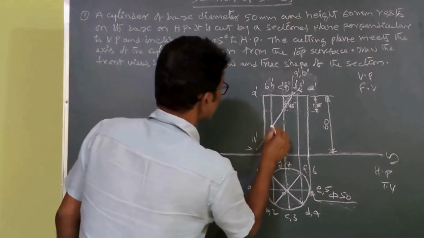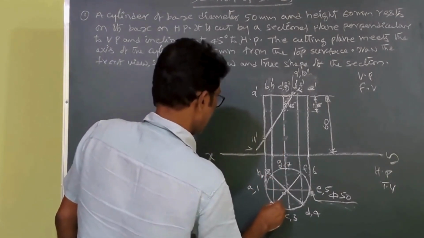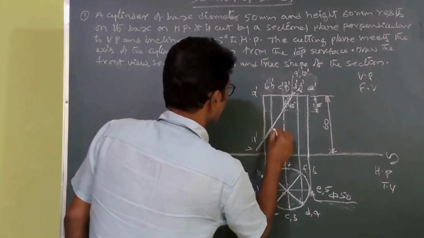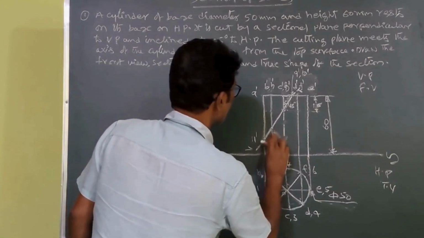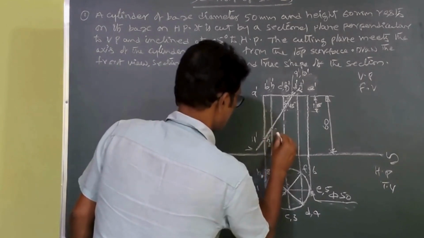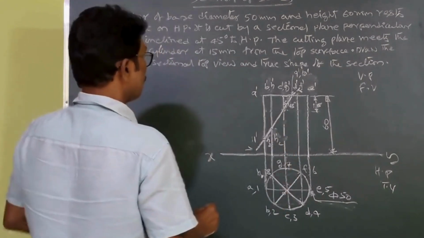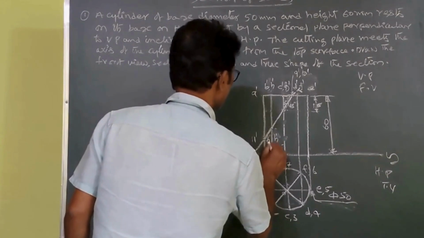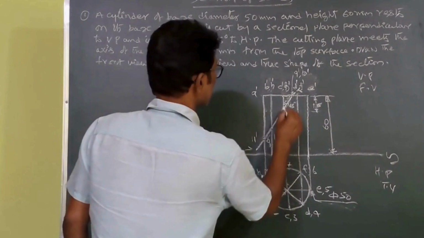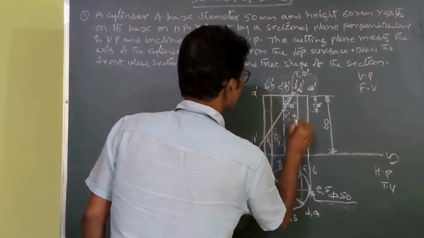This point is obviously B and H. I would like to call it B1 and H1 dash. Here also C and G, so I would call it C1 dash and G1 dash.